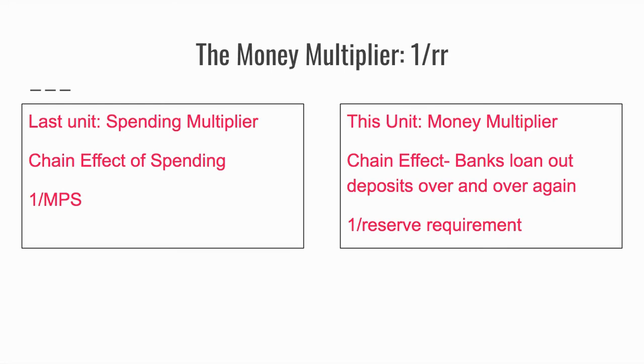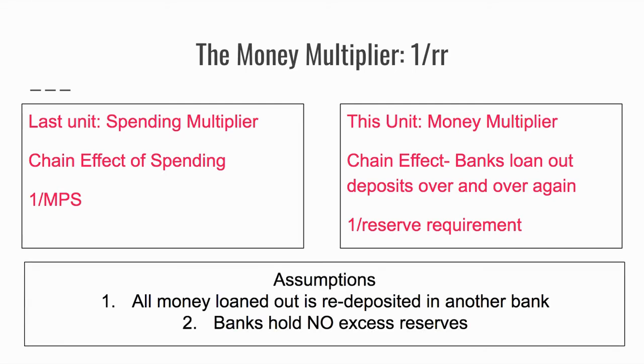That's why when we're calculating the total effect of someone making a deposit, we use the formula 1 over RR multiplied by the amount of the loan. We'll do a practice in a second, but you need to understand the money multiplier. Basically, when banks loan money over and over again, it creates more money in our economy, and the total creation by the end of it all is 1 over RR times however much that initial loan was. We have 2 key assumptions, though. The first one is that all money that is loaned out is redeposited in another bank. And the second assumption is that banks do not hold onto any excess reserves.